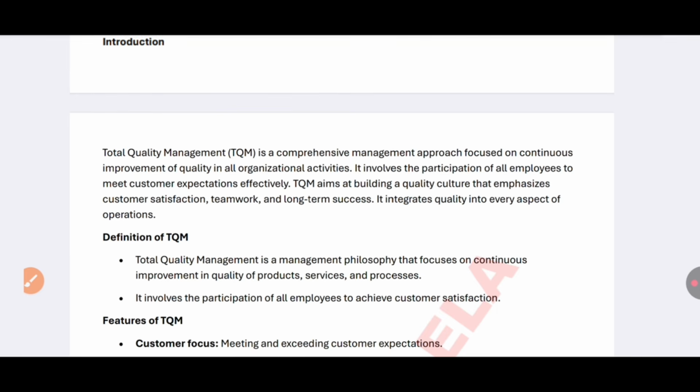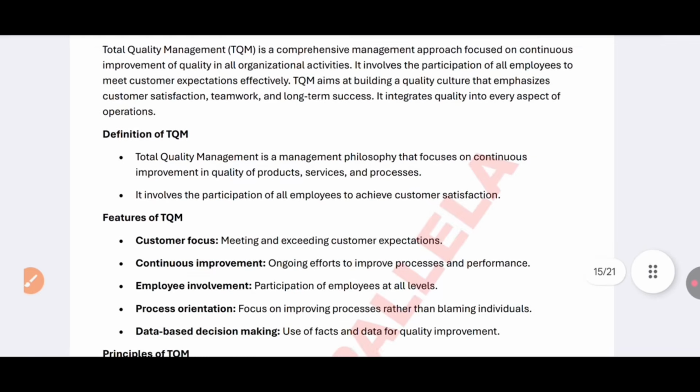The participation of employees is important to meet the customers' expectations. The participation of all the employees, that is called total quality, how much total quality management we are having. So it will help in customer satisfaction, long term success will be there, teamwork will be there. Okay, it ensures quality and efficiency in the work. Okay, that is called TQM. What is the definition of TQM?